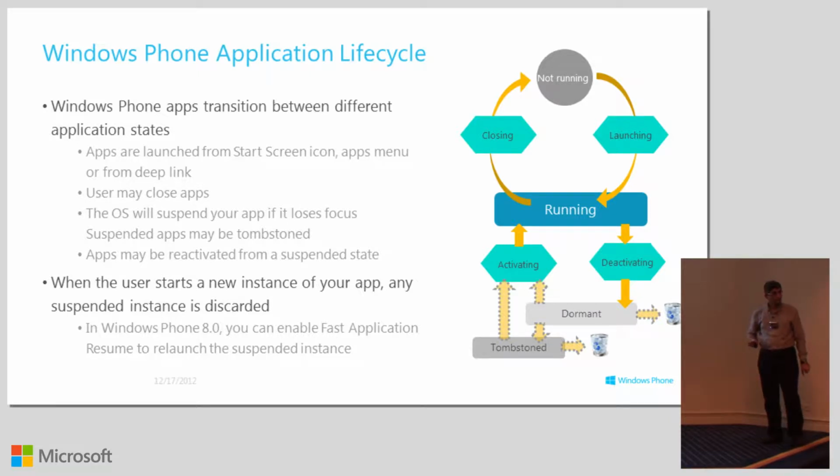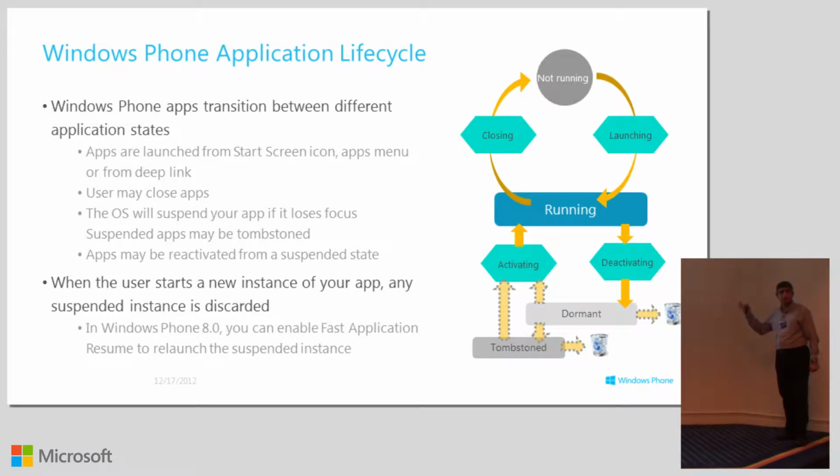Okay, so these are the various stages your application can go into. Yes? What's the difference between tombstone and not running? Okay. There's a big difference, and I will talk about it. Okay? So, these are the events that are being fired, and these are the stages in which your application is. So, you have not running, running, dormant, tombstone. These are the different stages. And then you have closing, launching, activating, deactivating. These are the events that are being fired.